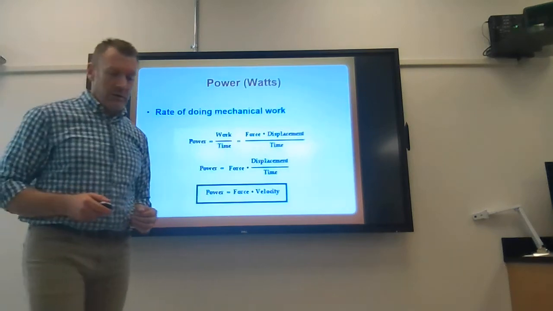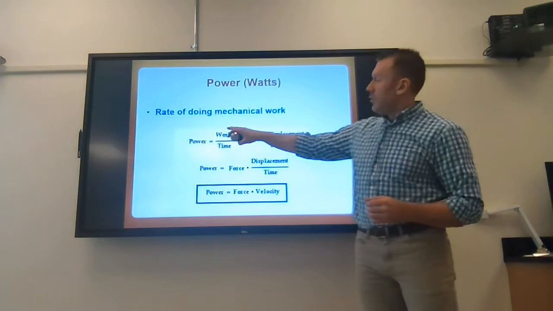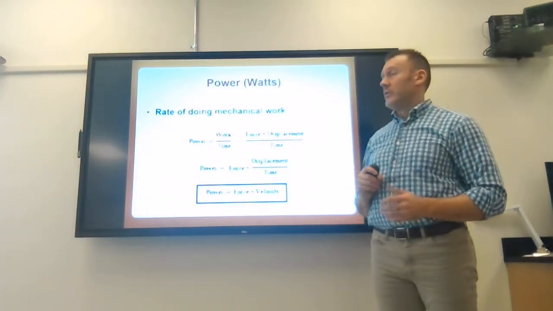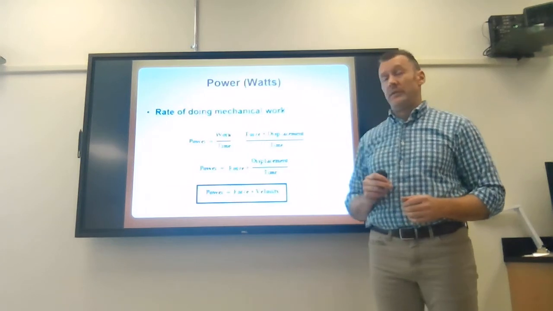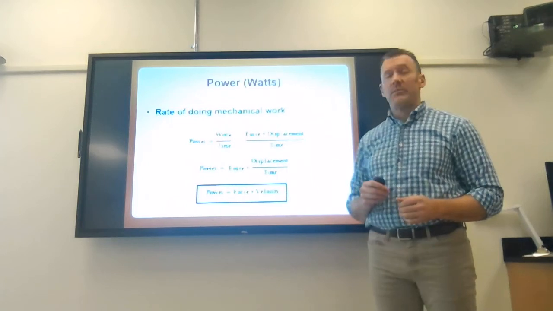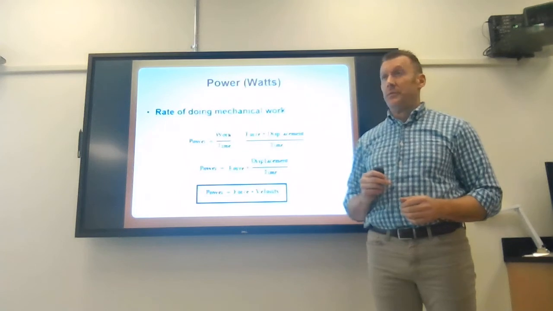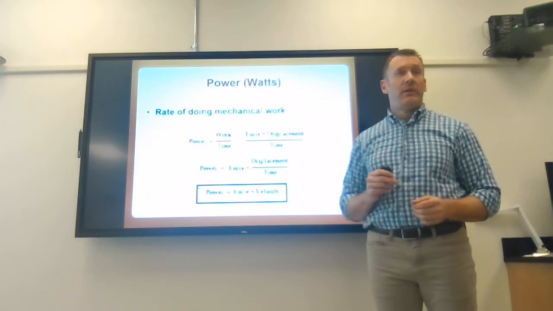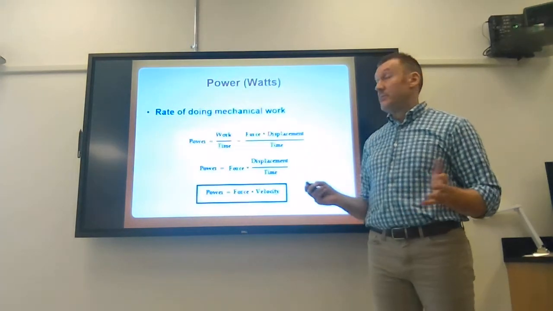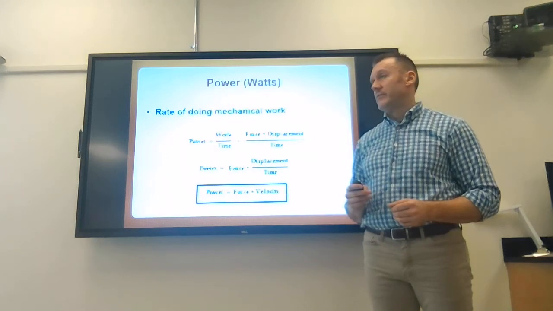So power is the rate of doing work. So work divided by time, okay? So we know that work is equal to force times displacement. So now you've got force times displacement divided by time. But what is displacement divided by time equal to? In chapter 2. Yeah, right. So simply we can say power is equal to force times velocity. Force times velocity.